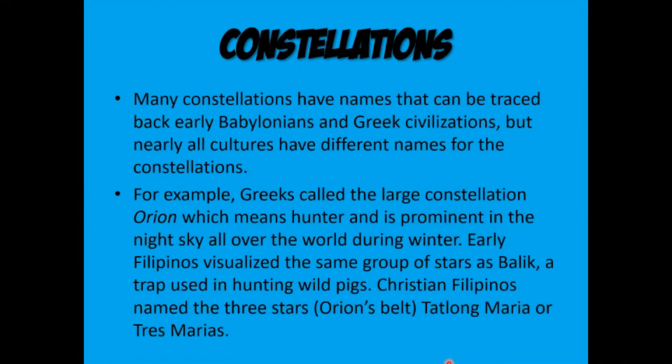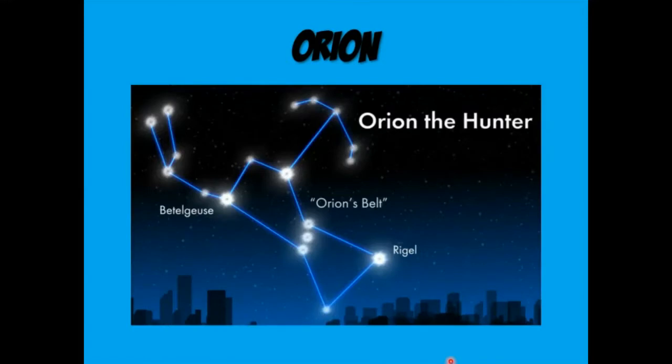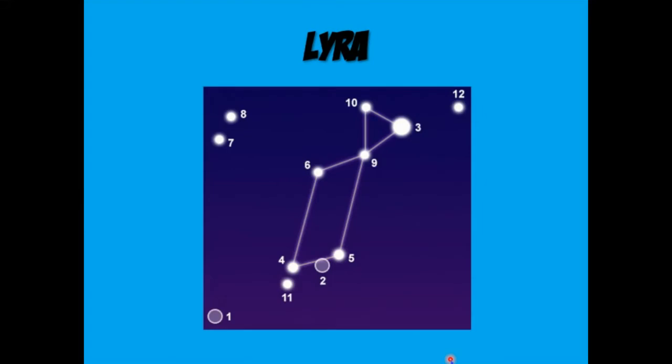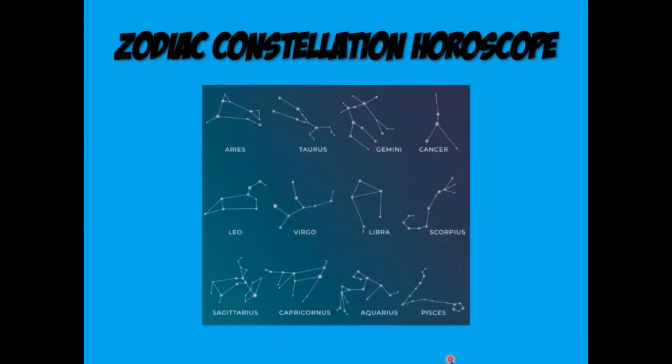Many constellations have names that can be traced back to early Babylonian and Greek civilizations, but nearly all cultures have different names for the constellations. For example, the Greeks called the large constellation Orion, which means hunter and is prominent in the night sky all over the world during winter. Early Filipinos visualized the same group of stars as balatik, a trap used in hunting wild pigs. So Christian Filipinos named the three stars na yun nga sa Orion's belt na Tatlong Maria or Tres Marias. So, and po yung Orion, the hunter. And then yung Lyra. And then ito yung mga zodiac constellation horoscopes.